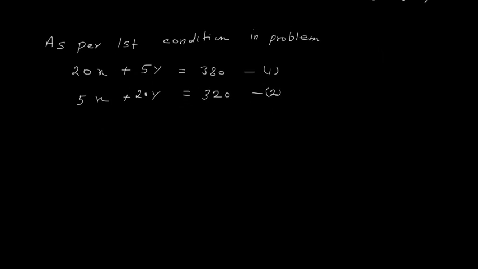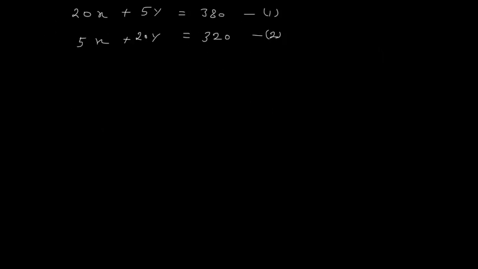Now to solve such kind of problem, what do we do? We first add equations 1 and 2. Why did I say this? Because if you see the coefficients of x and y, they are interchanging. So whenever there is an interchange in the coefficients, we first add them, then we subtract them, and we will get one variable.